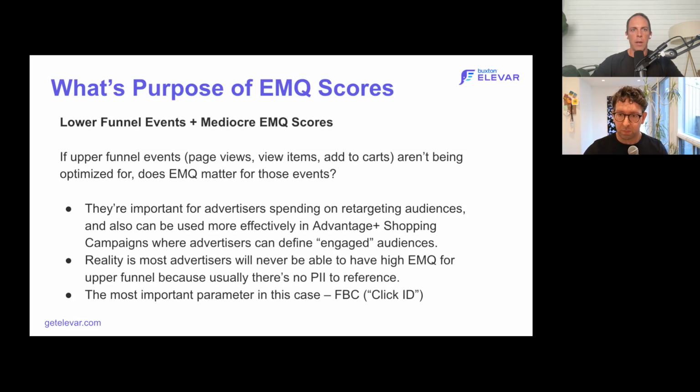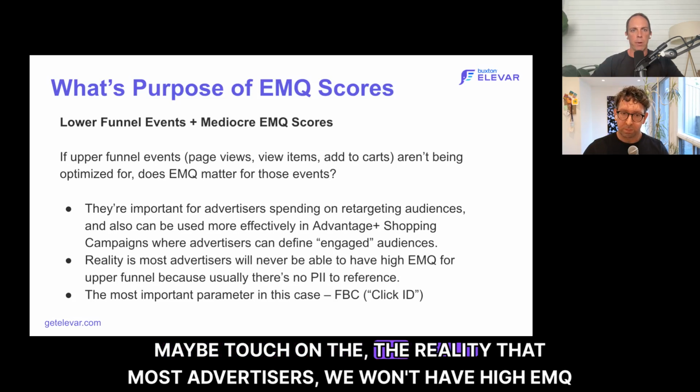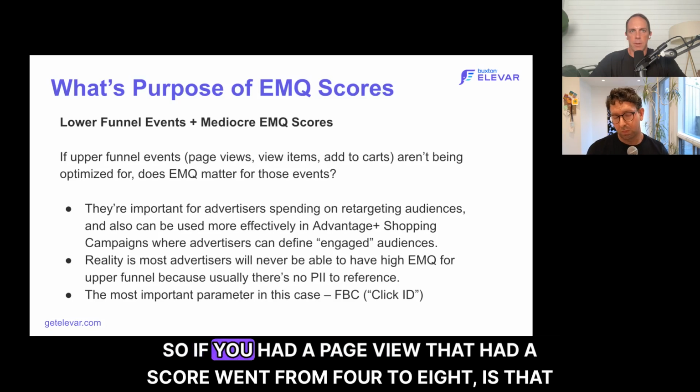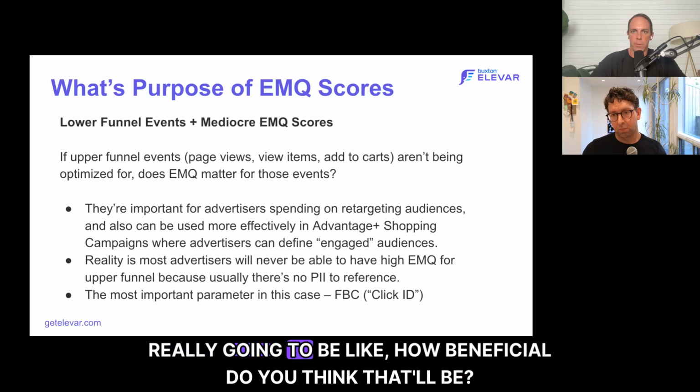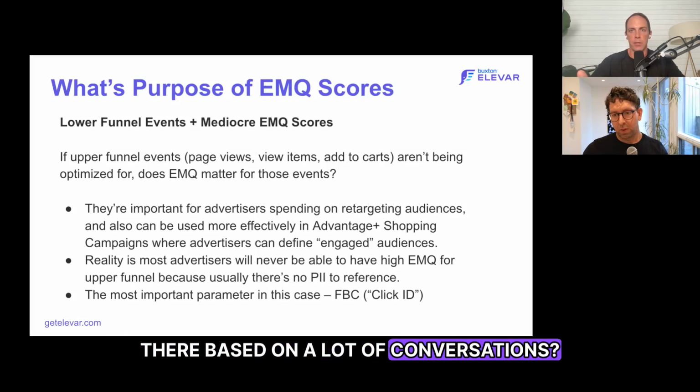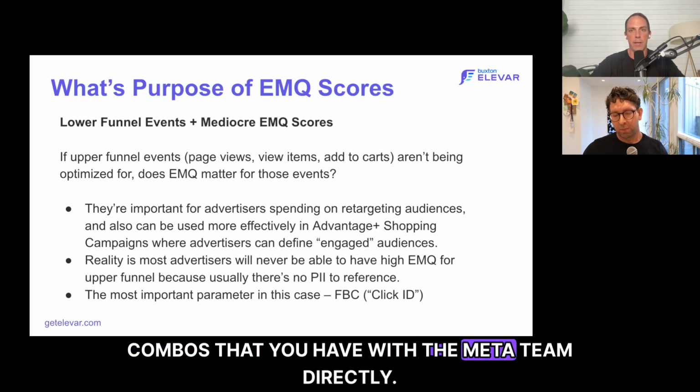Yeah. Maybe touch on the reality that most advertisers won't have high EMQ scores because there's usually no reference to PII, and maybe they're not as useful. So if you had a page view that went from a 4 to an 8 score, how beneficial do you think that'll be? I know this is conjecture a little bit. This isn't necessarily the source of truth, but what are your thoughts on there based on a lot of conversations that you have with the Meta team directly?